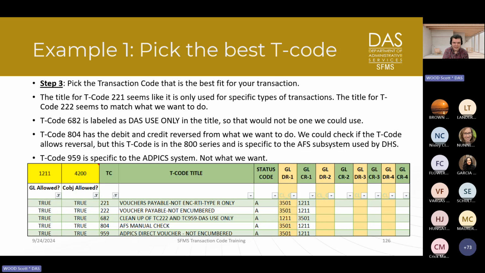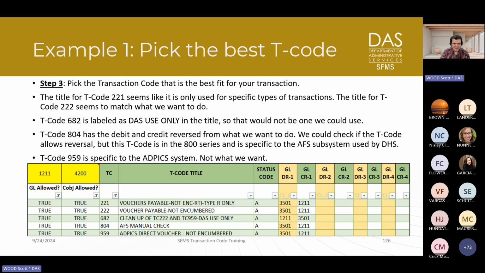So let's pick the best T-code. We can look at the titles and we see that T-code 221 is only to be used for specific RTI type transactions only. So let's skip over that one. And T-code 682 is labeled as DAS only. So unless you're a part of this agency, that's a no-go.